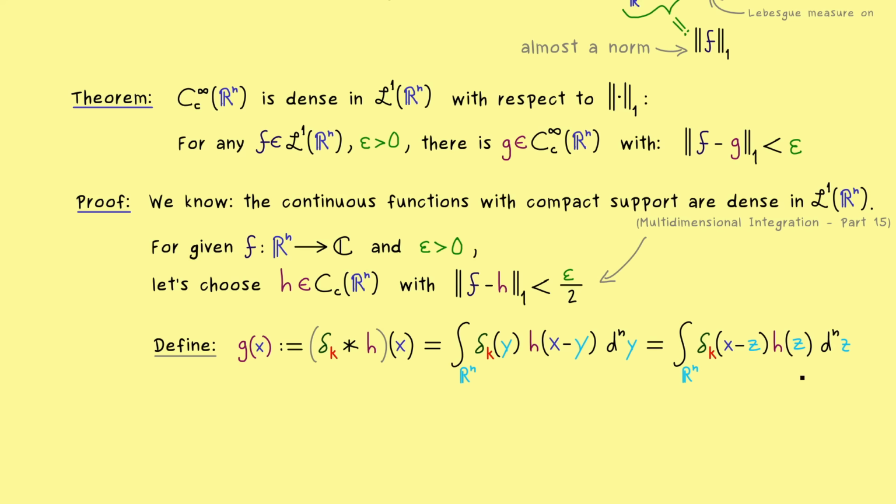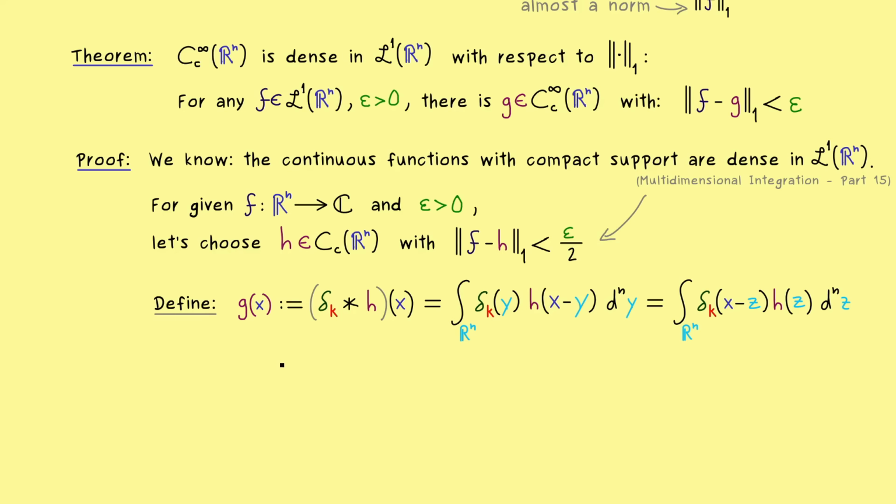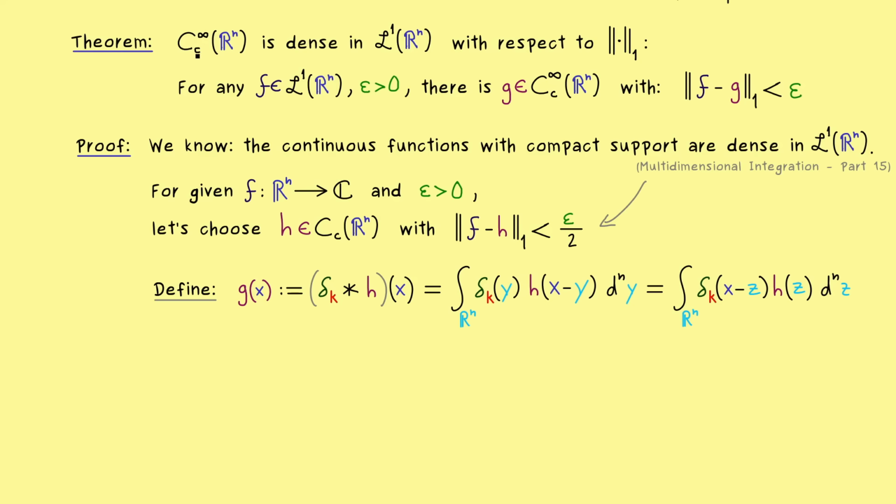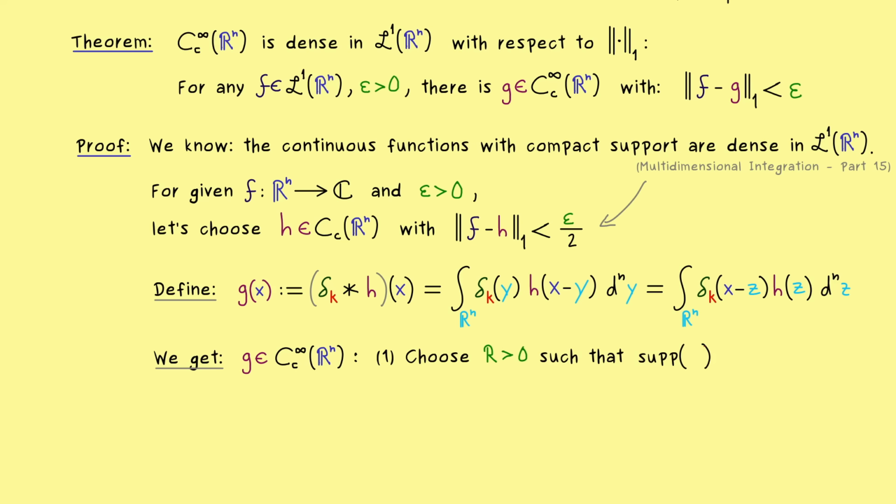Okay, so with this convolution here, we have defined our new function g, and now I can already tell you this is a C_c infinity function. Of course, we have to prove this, which means we have to show two parts. So let's start with the compact support, and for that we can choose a large real number, capital R. And we can do that such that we can cover the whole support of our function h. Meaning that the support of h lies completely in the open ball with radius R.